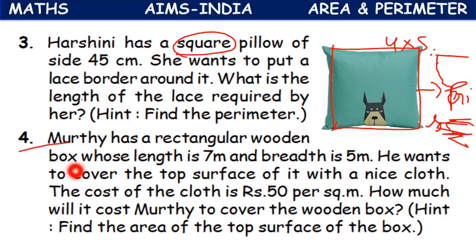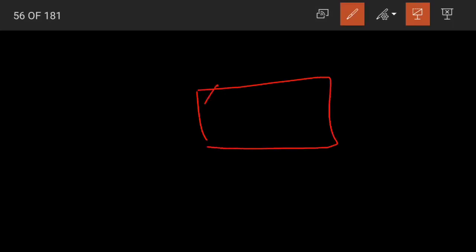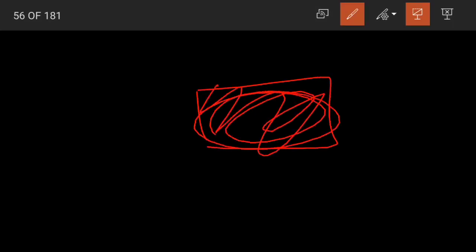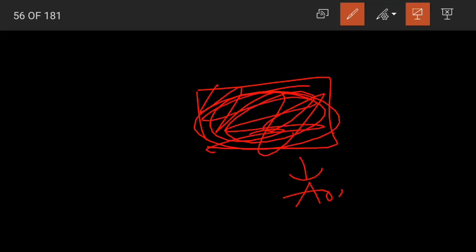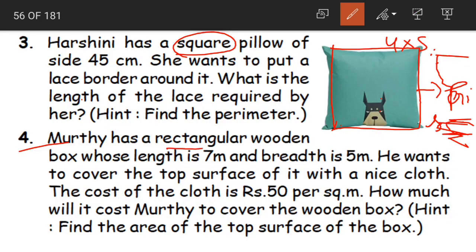Now coming to question 4. Murthy has a rectangular wooden box whose length is 7 meters and breadth is 5 meters. He wants to cover the top surface with a nice cloth. See here the table. He wants to cover the entire top surface with the cloth. So we are talking about the entire surface, so we need to calculate the area. Area of rectangle is L into B. Length is 7 meters and breadth is 5 meters.